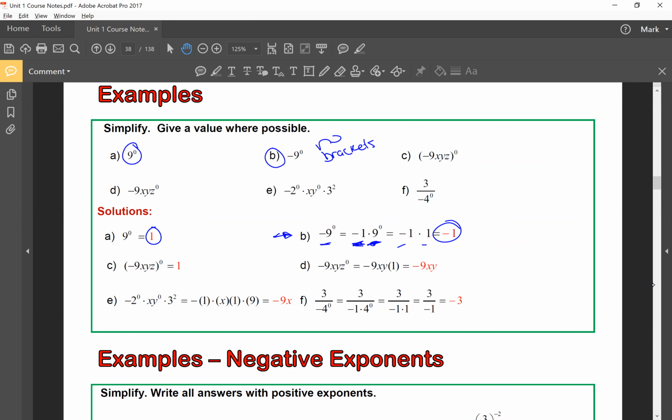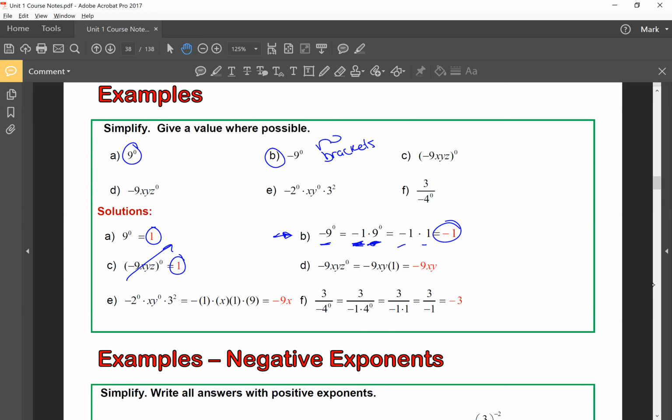All right, C. This is a good one. Look at this. Everything is in brackets. And on the outside of those brackets is a 0. So what that means is everything inside gets put to the power of 0. The whole thing turns into a 1. Okay, so my answer is 1.